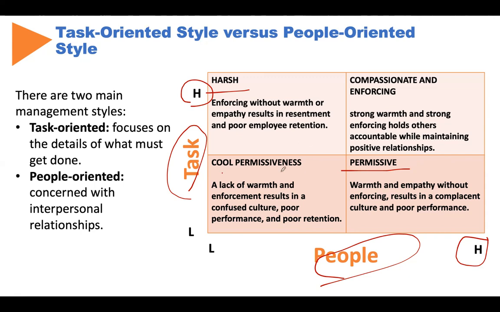What's the least desirable is maybe the cool permissiveness. This is the manager that is low both in task and in people orientation. This manager really lacks warmth and enforcement. So you have confused people, the culture is a mess, you have poor performance, and you have poor retention. People will leave. Ideally, you want to be the compassionate and enforcing manager. That's the person that has strong warmth and also strong enforcing. So we're holding others accountable, and we are also maintaining positive relationships.